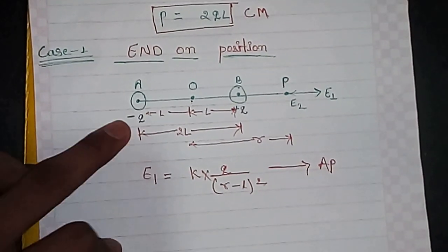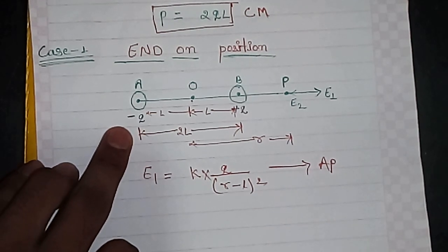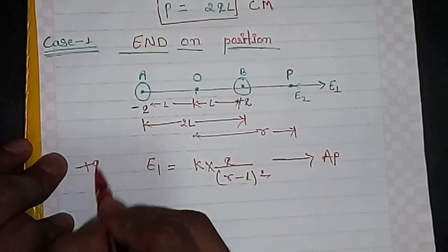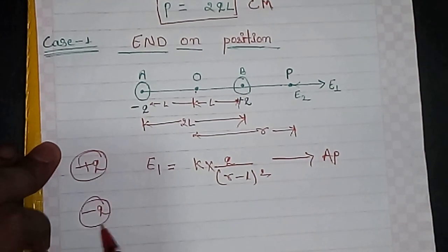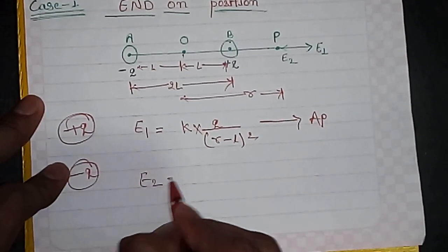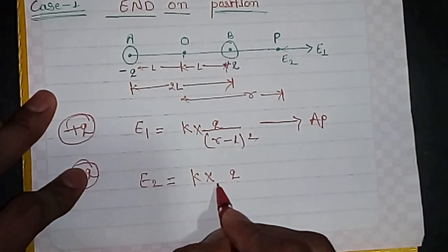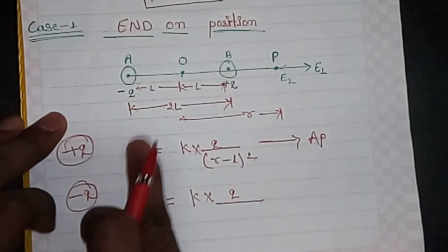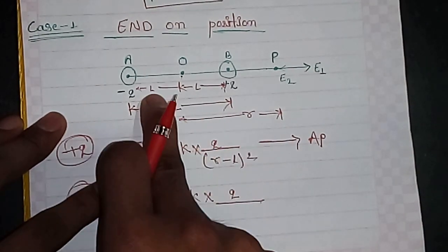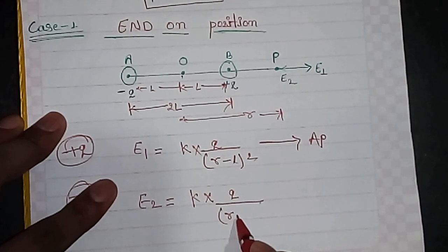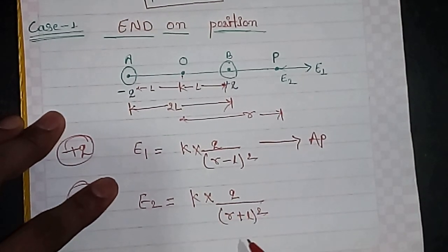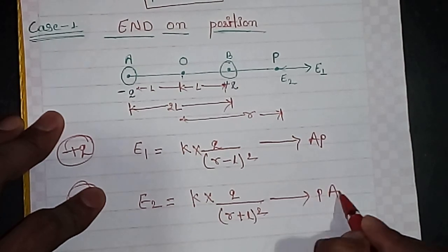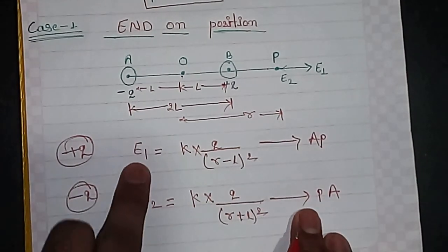Similarly, for the minus q charge, the electric field E2 is equal to kq upon (r plus L) whole square, because the distance from A to P is r plus L. This is in the direction of PA. So this is E2 and this is E1.